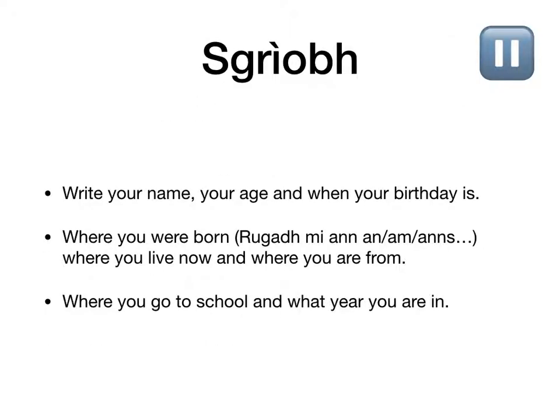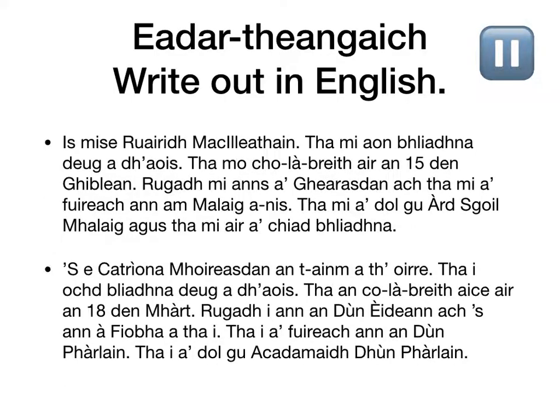Now, final, a little Sgrìobh here. Write your name, your age, and when your birthday is, where you were born, rugaigh me Allen ounce, where you live now, and where you are from. You can do all that as well. And where you go to school and what year you are in. And before you write that one, you might actually want to do the Eadar-theangaich on the next slide, but come back to this slide to do this writing.